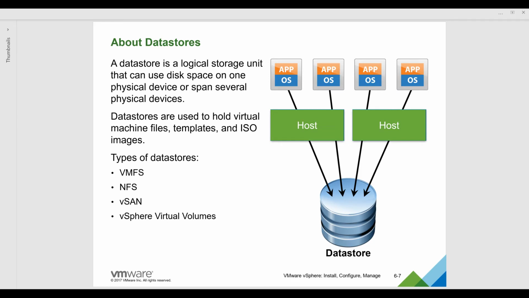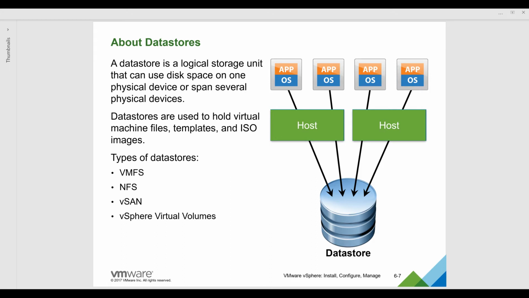So a data store is a logical storage unit that can use disk space on one physical device or span several physical devices. Basically we discussed it in an earlier module, and I said a data store is basically a container that holds all the files and objects needed for your virtual machines. They're logical containers, and the good part about it is that it can hide the specifics of each storage device and provide a uniform model for storing those virtual machine files.